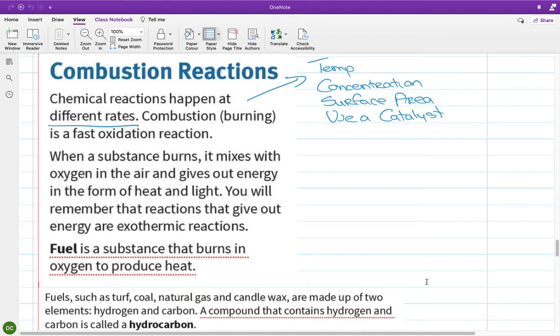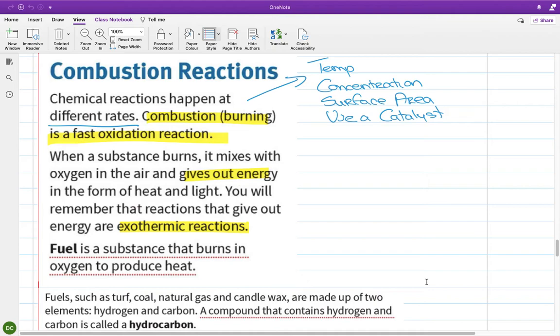Like we said above, combustion is an oxidation reaction, and it's a really fast one. When a substance burns, it mixes with oxygen in the air and gives out energy in the form of heat and light. That means it has to be an exothermic reaction, because it gives out energy. That's important, that a combustion reaction is exothermic, which I actually think was the everyday example I gave you for an exothermic. So it's all linking together.